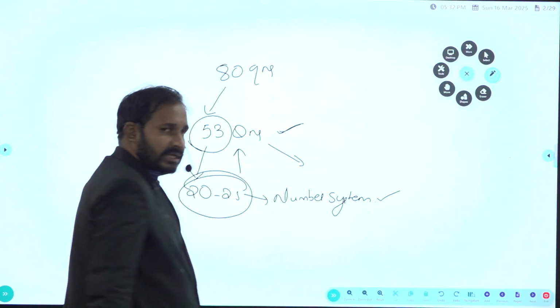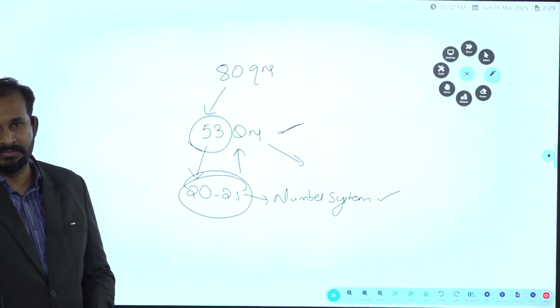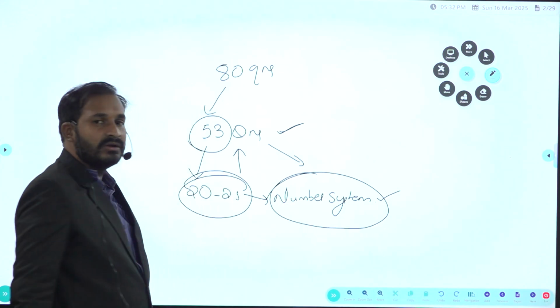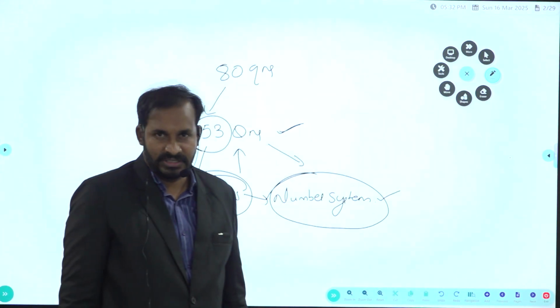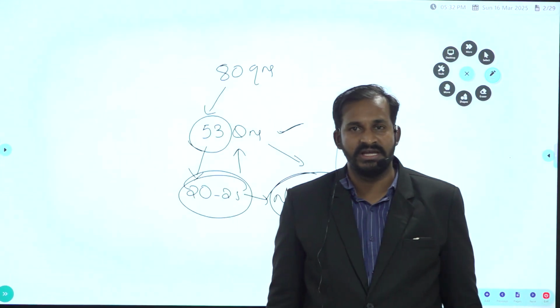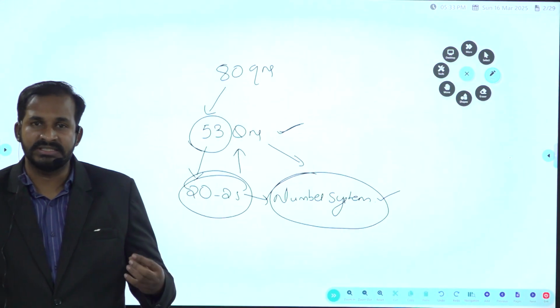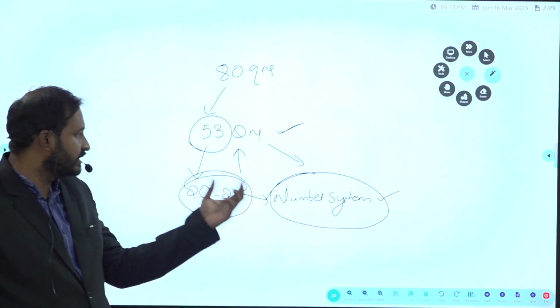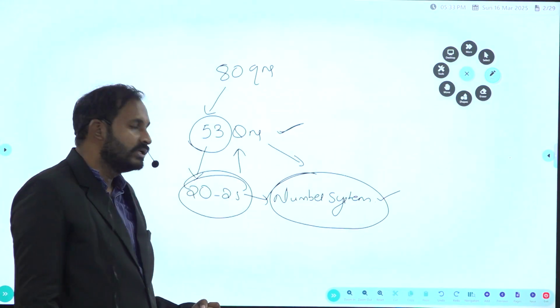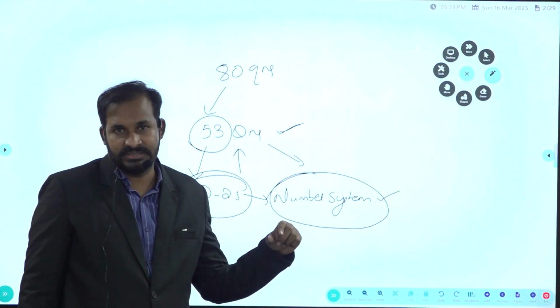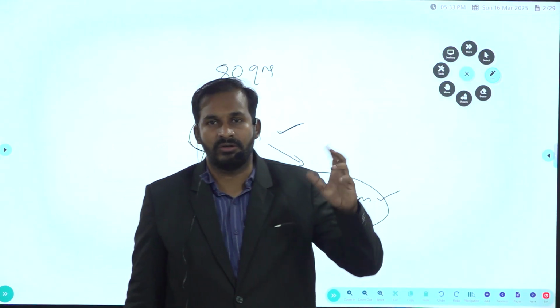Keeping our time limit in mind, in our plan we are going to concentrate more on this number system. Why? Because the number of questions from this area is very high. They are asking around 15 to 20 questions from this number system concept only. So keeping that in our mind, we will learn the entire number system from basic to the top.